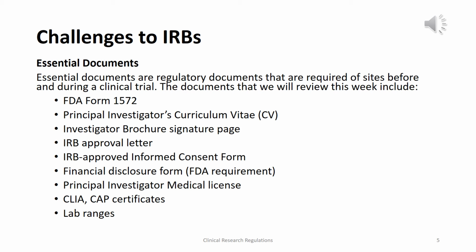You'll also see some CLIA and CAP certificates. These are accreditation certificates for laboratories. So I want you to take a look at those so you see what they look like as well. Every lab that functions within a clinical trial has to be properly accredited to certify that the lab values they present are indeed accurate. And then finally, you'll have a lab range document that will provide the ranges for normal values for the various labs that we'll likely collect during our trial.